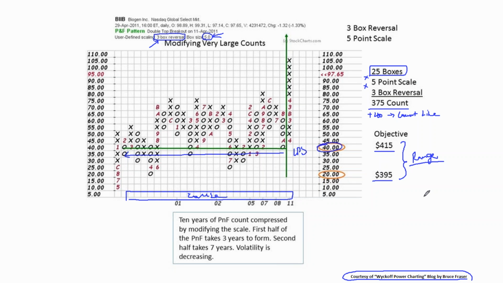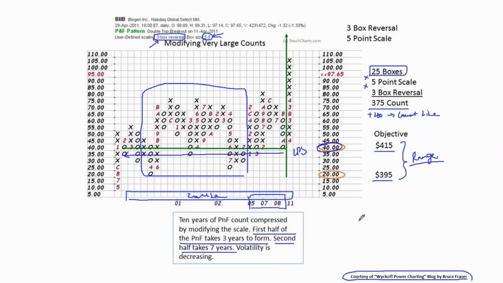And there's an interesting point here in this little box on the bottom. Remember how I talked about how the x-axis is a function of volatility, not of time? Well, the first half of the point and figure count takes 3 years to form. So there's a lot of volatility in the first 3 years of time. And the second half of the chart takes 7 years to form.